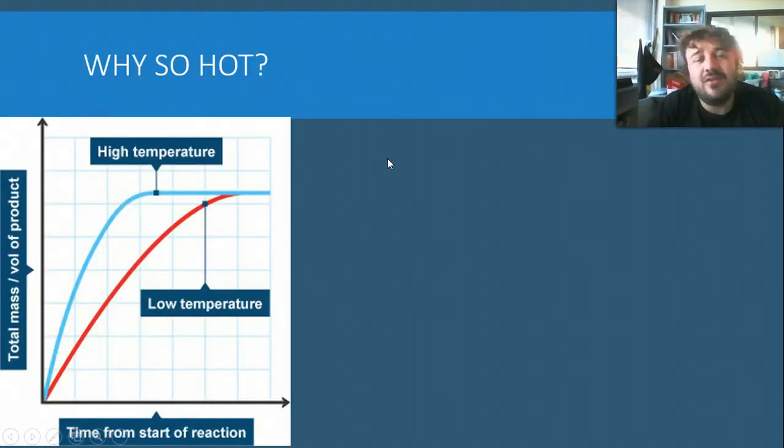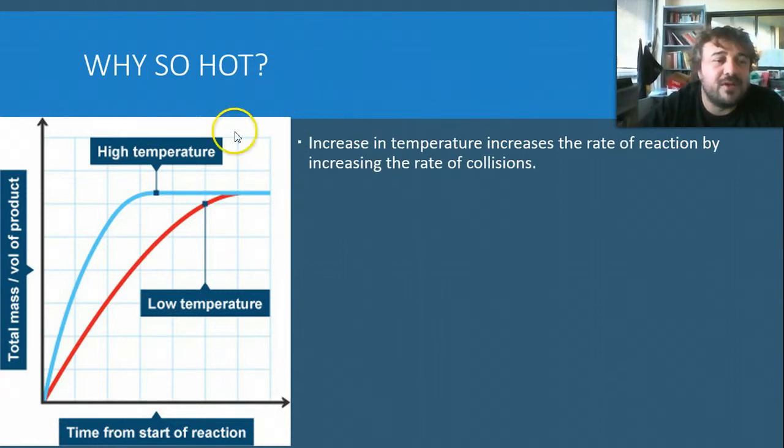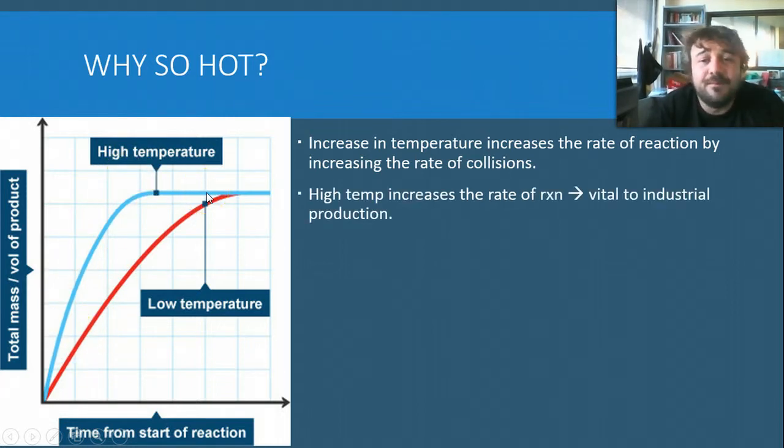So why so hot? It seems like a real negative thing to have, doesn't it? We're talking about a reaction that would never ever happen at room temperature, okay? When we heat it up, we increase the rate of collisions. Therefore, it gets heated up and the reaction occurs quicker. So a higher rate of reaction is vital to industrial production. It's necessary.